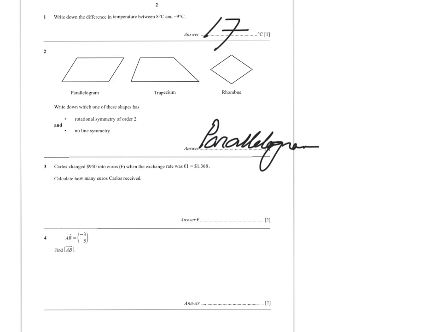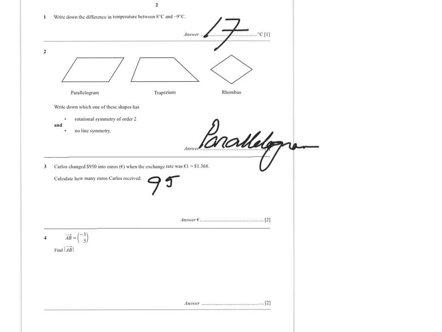Carlos changed $950 into euros, when the exchange rate was €1 is a little bit more dollars. Calculate how many euros he received. The euro is basically more expensive, so you should get fewer euros for those dollars, because we are sometimes confused. Should we multiply or divide? Well, you should get less, so I must divide. This is for 2 points.